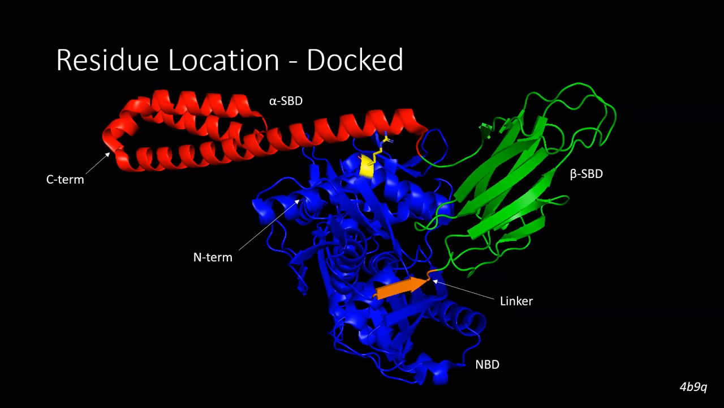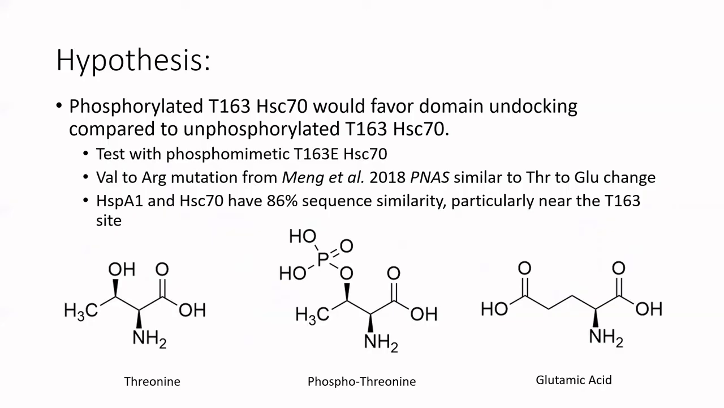The close proximity of the residue of interest with the SBD alpha helix in DnaK demonstrates how adding a phosphoryl group to T163 in Hsc70 could change the nature of the interactions between the NBD and SBD, since a phosphoryl group would bring negative charge and cause the threonine residue to occupy more space than it would normally. So the original hypothesis I made from those structures was that phosphorylated T163 Hsc70 would favor domain undocking compared to unphosphorylated T163 Hsc70.